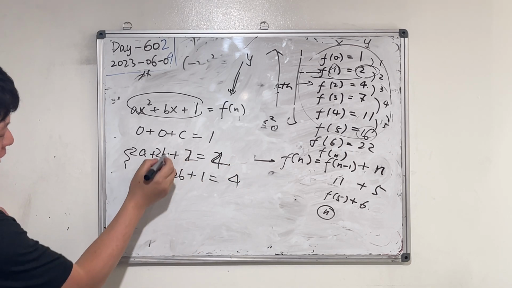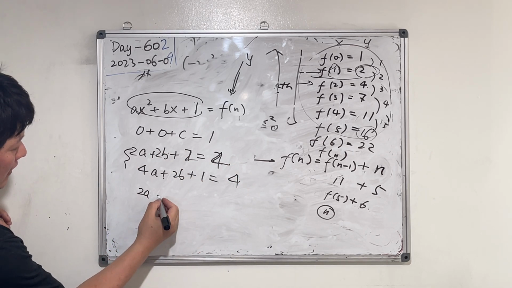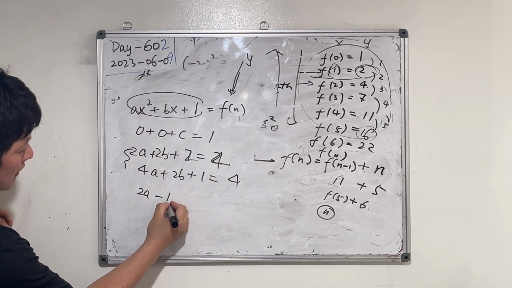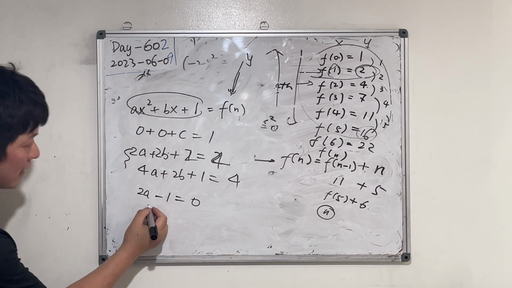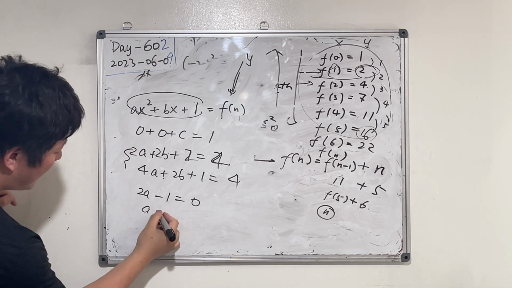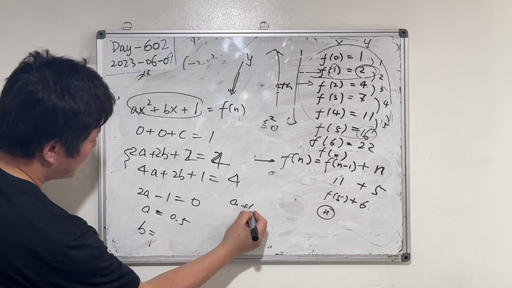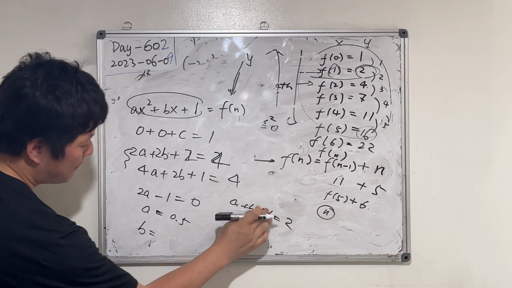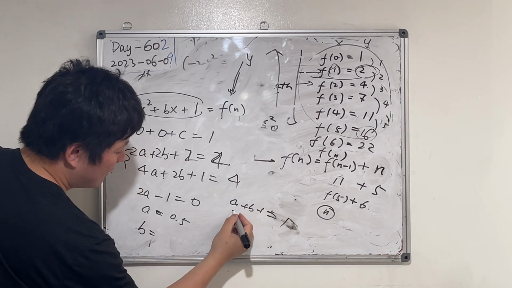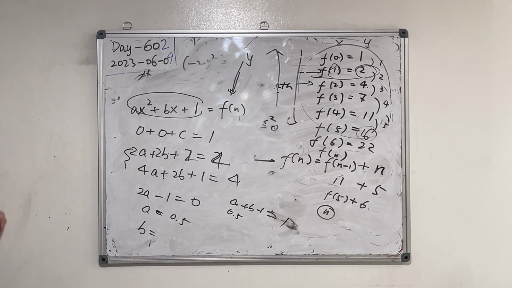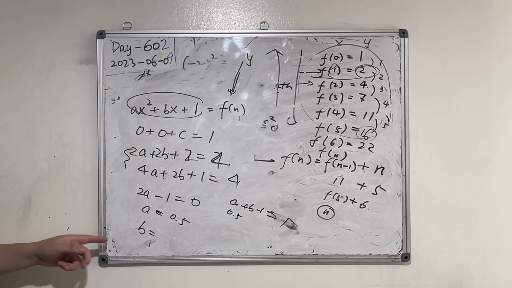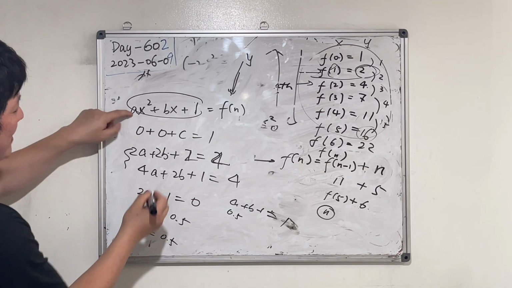Subtract from 1 to 2: 2a minus 1 equals 0. What's a? 0.5. A equals 0.5. What's b? Originally a plus b plus 1 equals 2, right? So a plus b equals 1. So a is 0.5. What's b? Also 0.5, right?